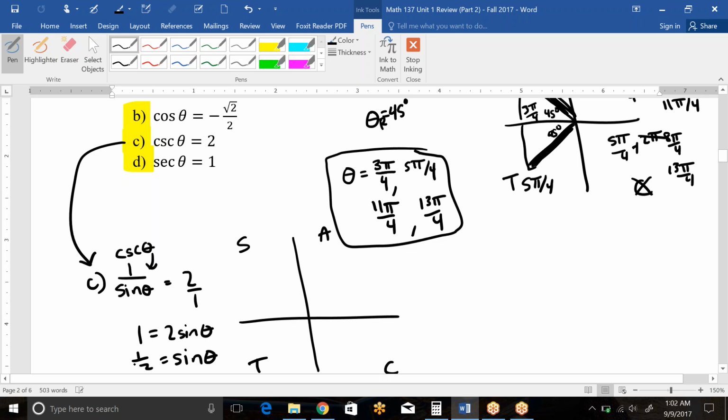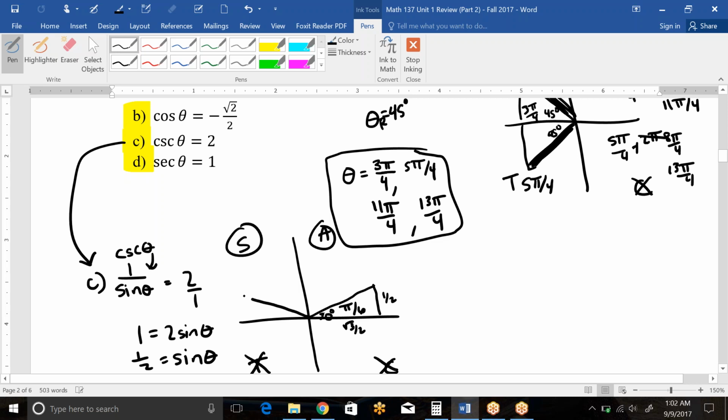Sine being a positive 1/2 would happen in either quadrant 1 or quadrant 2. It's not going to happen in 3 or 4. So we have to remember, when is sine 1/2? Well, that means the y value is shorter, so you're going to be closer to the x-axis. So if this is 1/2, this has to be square root of 3 over 2. So this one is the 30 degrees, which means it is pi over 6.